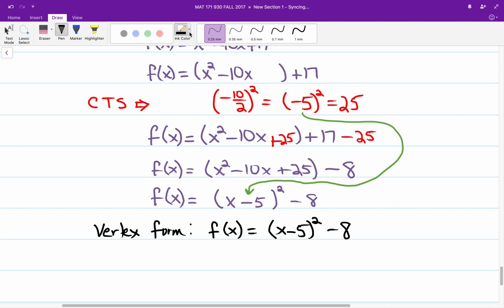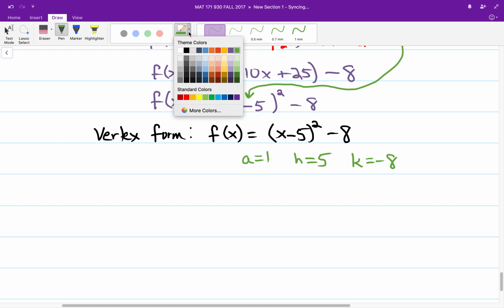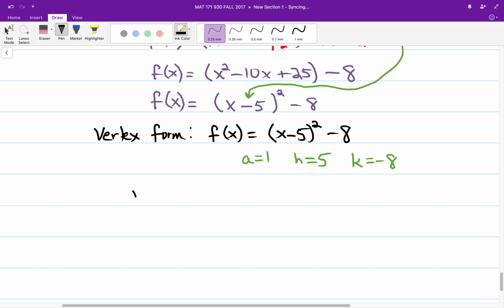In this setting, I have a is equal to 1, h is equal to 5, and for k, I have negative 8. And so officially, for the coordinates of the vertex, we end up with the ordered pair 5 and negative 8.